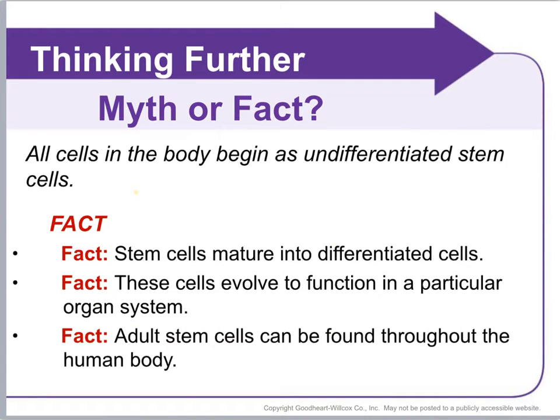There's a question that most people or students are confused by, and that is that all cells in the body begin as undifferentiated stem cells. This is a fact. Stem cells mature into differentiated cells, so they will become specific depending on the organ or tissue of where they will reside. So they evolve to function in a particular organ system. And adult stem cells can be found throughout the human body.